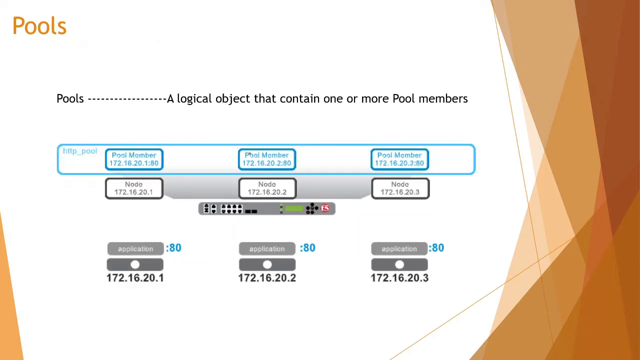And what is a pool? A logical object that contains one or more pool members. Like here, this is an HTTP pool. In that pool, there are different members: pool member 1, pool member 2 and pool member 3. These together are known as a pool.